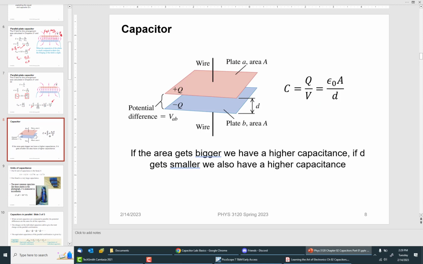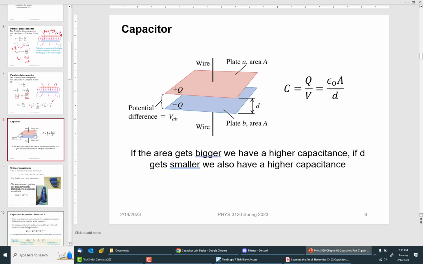And it makes sense if you think about it. If the area is bigger, then I can store more Q. If I make D smaller, then my voltage per meter goes up, my E field gets stronger. Yeah, that one's always the hard one to think about. So making D smaller is akin to making the electric field stronger.